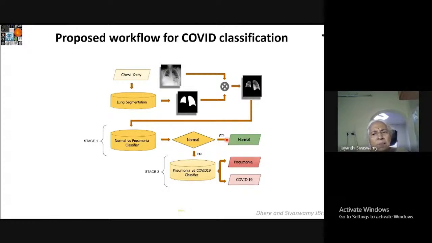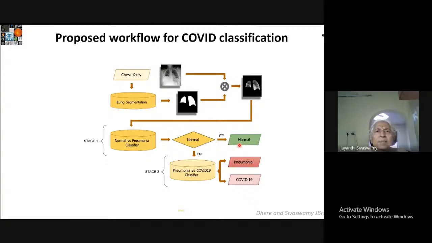Now, why do we want this separation? Because COVID, as you know, is highly infectious. That's why we have quarantine rules, we have lockdown and all that. Whereas pneumonia is not. Pneumonia is something you get when you get drenched in the rain and get sick. There are other types also, but they're not infectious like this. So that is why we have a 3-class classification, but done in a hierarchical manner. So this is the workflow.